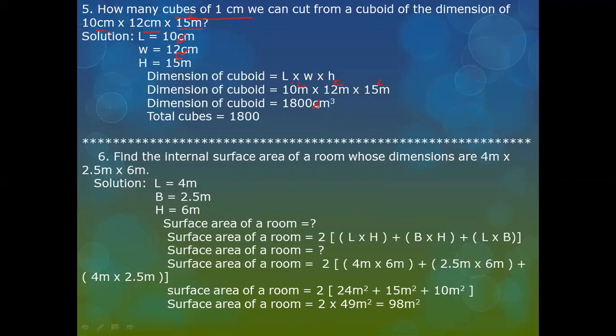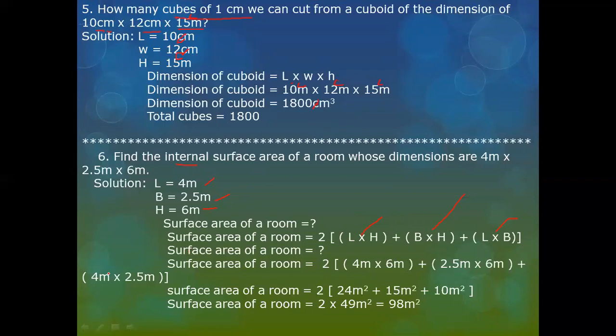Now in sum number 6, find the internal surface area of the room, having the dimensions 4 meter, 2.5 meter, 6 meter. Now first we will write the information: length 4, breadth 2.5 and height 6. Now here surface area of the room is equal to 2 times length multiply height, breadth multiply height and length multiply breadth. Now after replacing the value, length is equal to the 4 meter, height 6 meter, breadth 2.5 meter and height 6 meter.